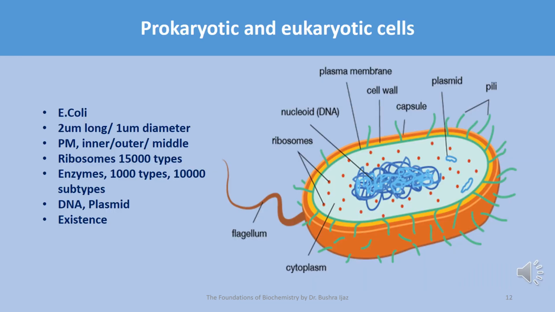Now let's look at E. coli, which is the most studied prokaryotic cell. You all know that bacterial cells share common structural features, but they also show group specialization. E. coli, for example, is usually harmless and is found in the human intestinal tract. An E. coli cell is about 2 micrometers long and less than 1 micrometer in diameter.